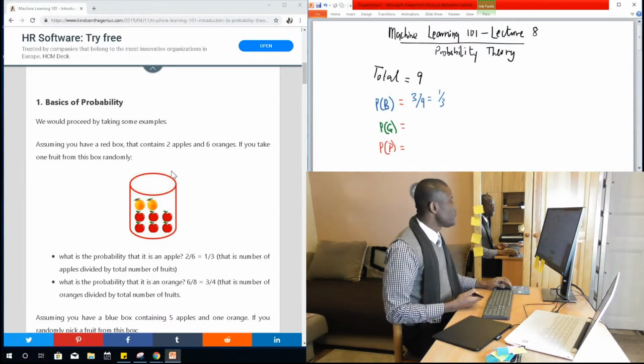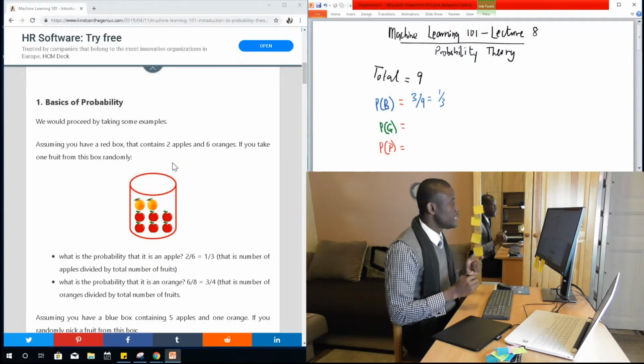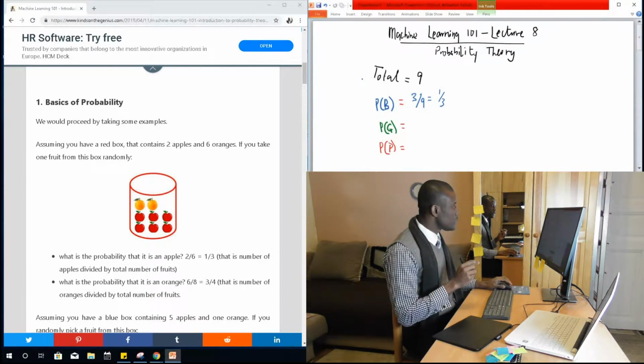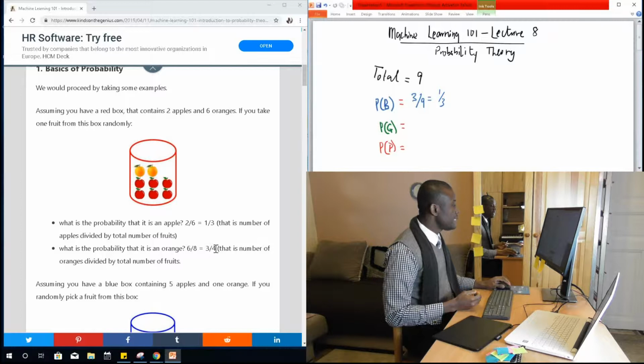So let's see. Assuming you have a red box containing 2 apples and 6 oranges, as you can see. If you take a fruit from one box randomly, what is the probability that it is an apple? What is the probability that it is an apple?